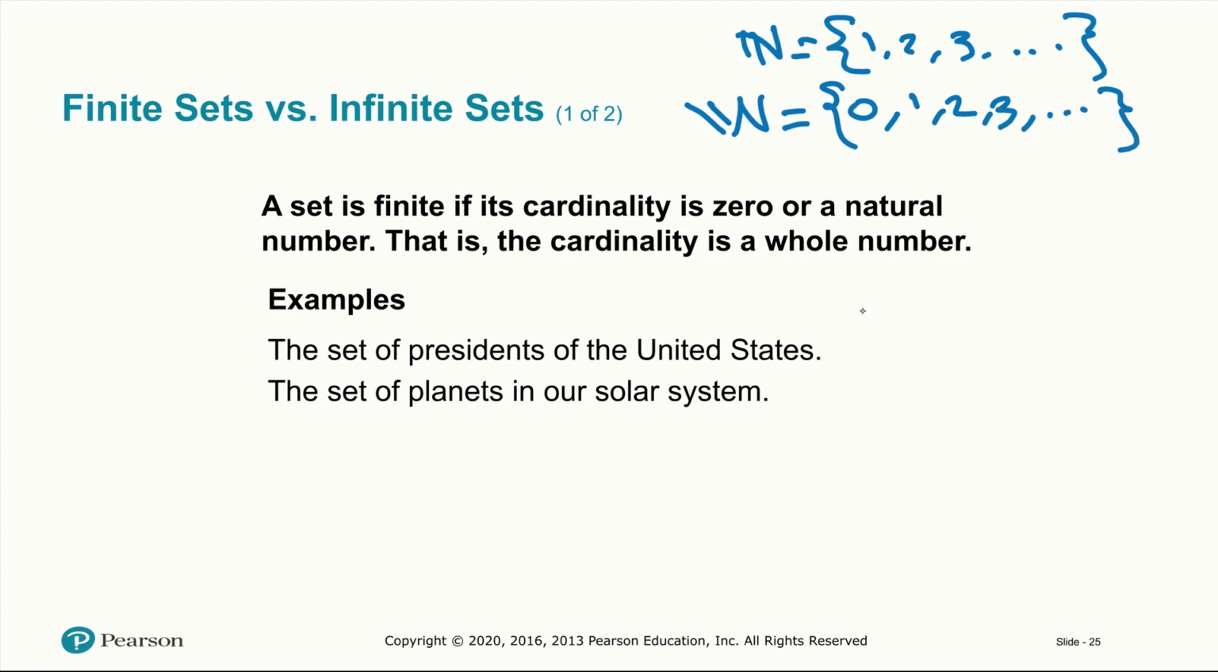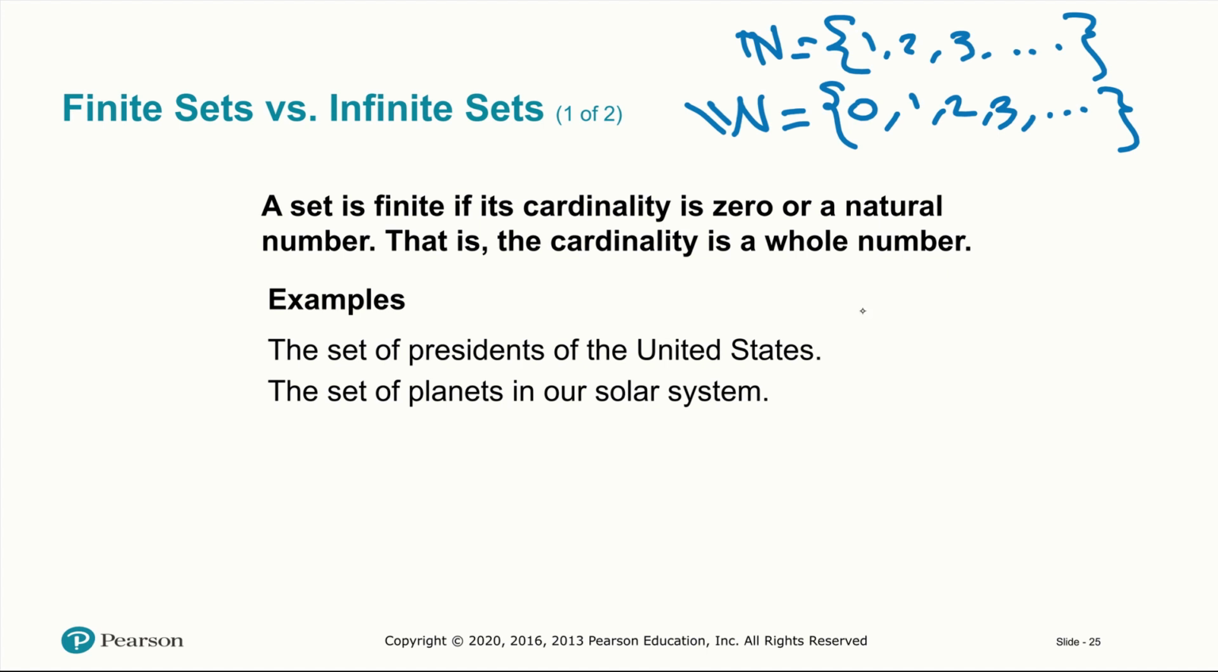Notice the double barring on the left side. We do that for the set of whole numbers too. In fact, we do it for all the important subsets of the set of real numbers, or even larger sets like the set of complex numbers. All right. A set is finite if its cardinality is 0 or a natural number. Another way of saying that is that the cardinality is a whole number, okay?